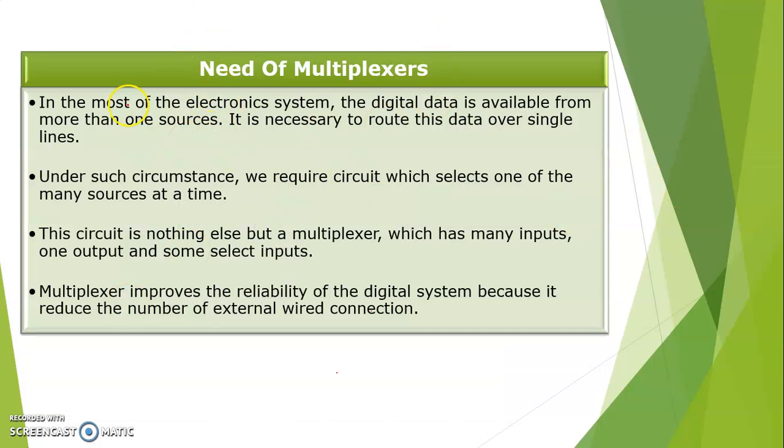Need of multiplexer. What is the need of a multiplexer? In most electronic systems, digital data is available from more than one source. It is necessary to route this data over a single line. Under such circumstances, we require a circuit which selects one of the many sources at a time. So we need a multiplexer, which has many inputs, one output, and some select inputs. It is called a multiplexer.